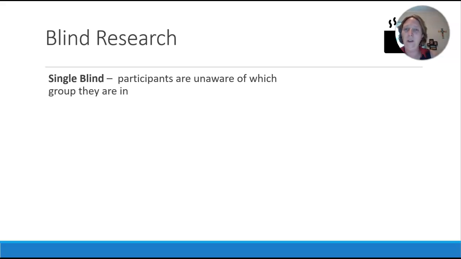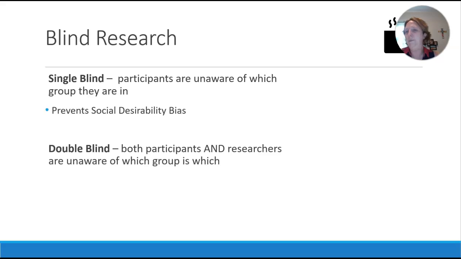In single blind research, the participants are unaware of which group they are in, which prevents social desirability bias. We talked about that in a previous lecture, where you respond in the way that you think the researchers want you to respond. If you don't know what group you're in, you don't necessarily know how to act, if you should act hyper and happy or not.